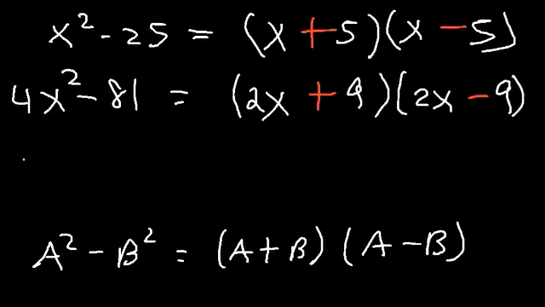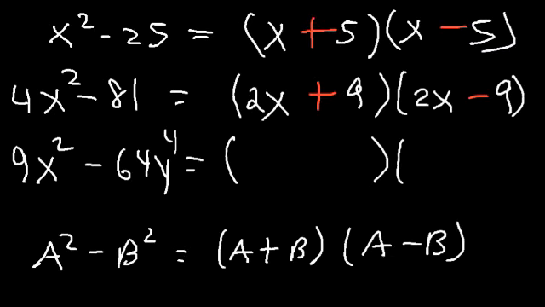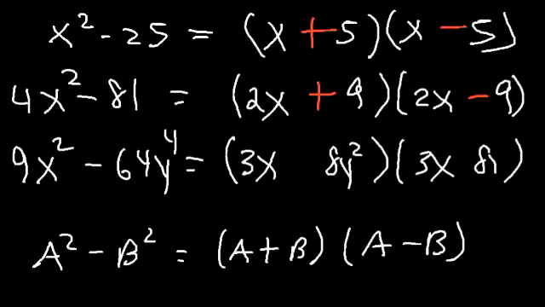Now, let's say you want to factor 9x squared minus 64y to the 4th. What's the square root of 9x squared? That's going to be 3x. And the square root of 64, we know it's 8. And the square root of y to the 4th, what you basically do is take the exponent and divide it by 2. So it's going to be y squared. So it's going to be 8y squared. And on one side it's going to be positive and the other side is negative. So that's how you can factor using the difference of perfect squares method.